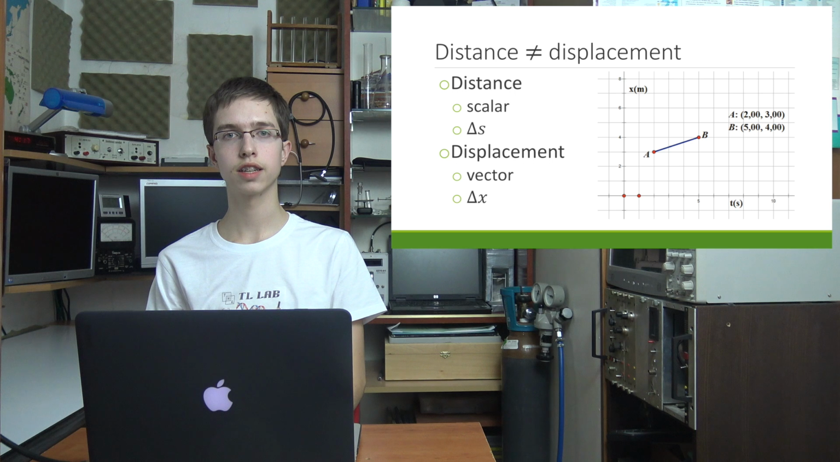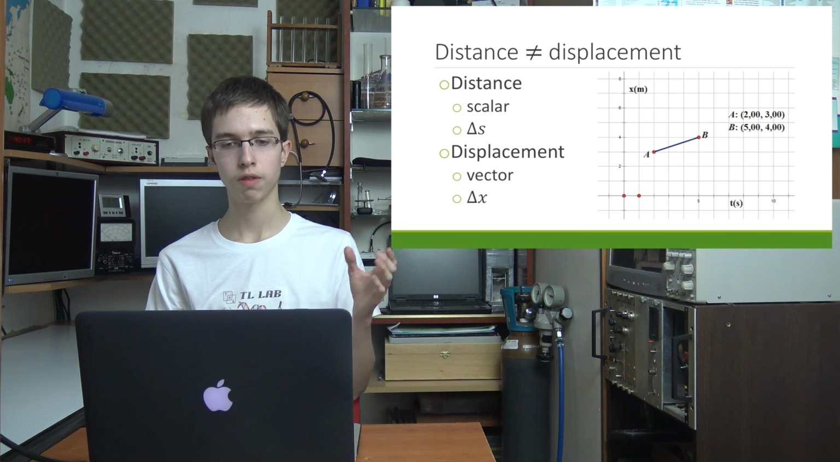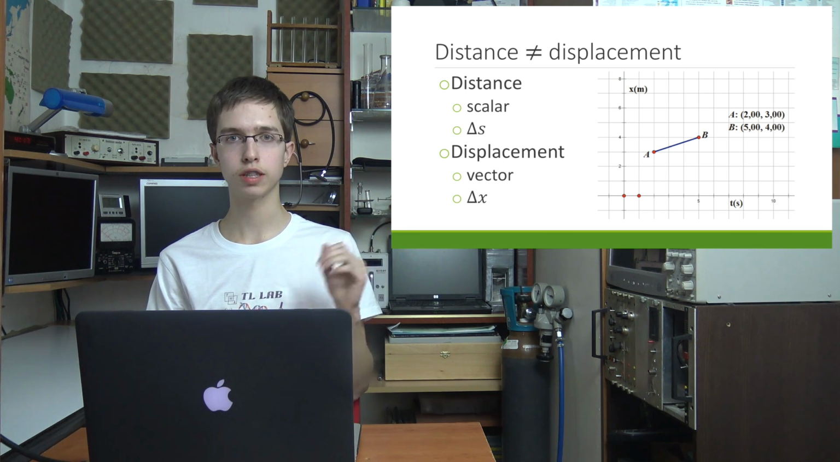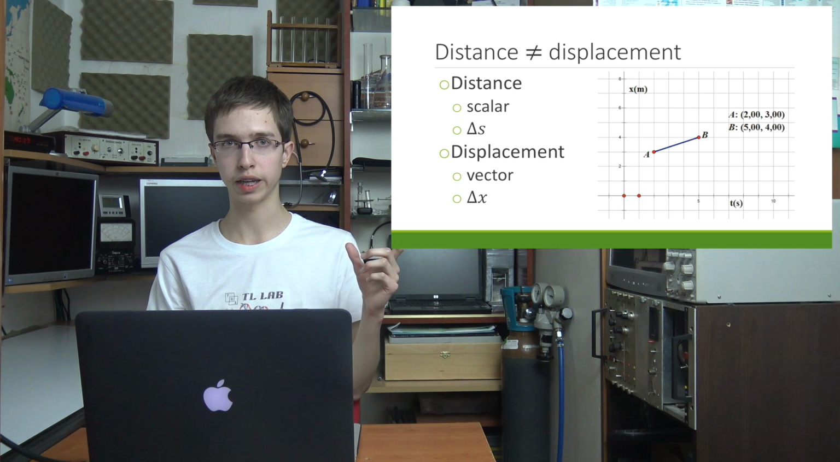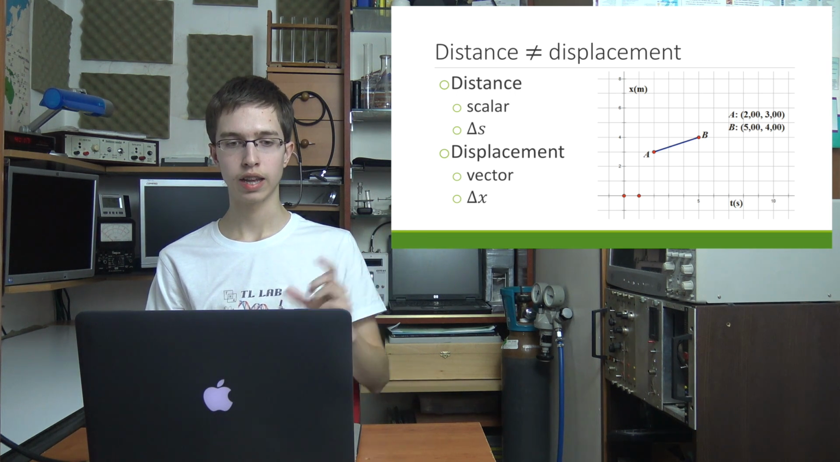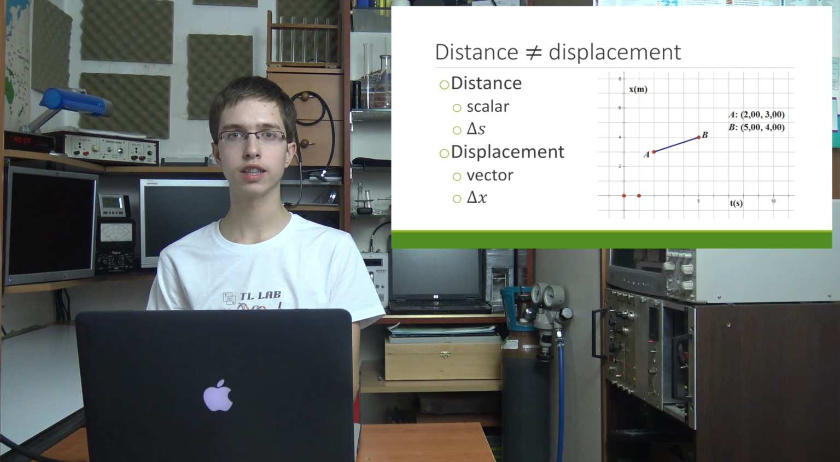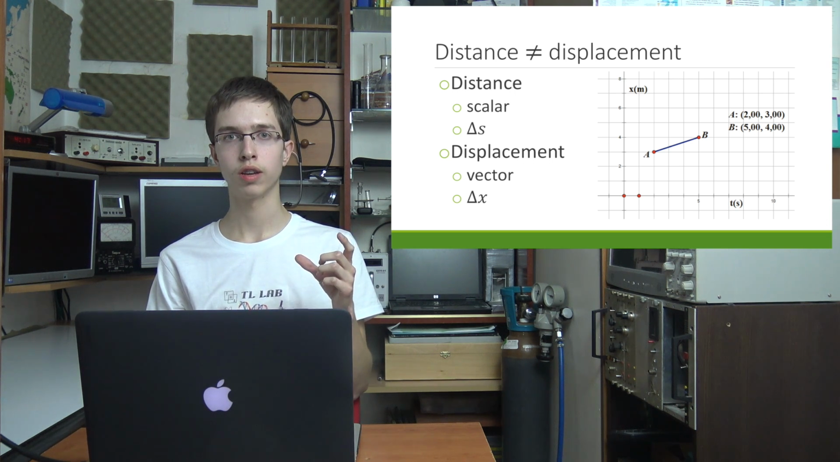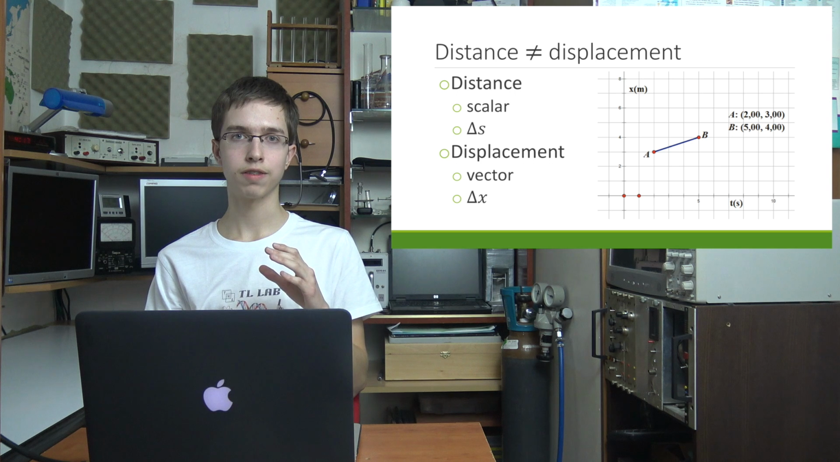Now, what is distance and what is displacement? Distance is a length between two points of the body's motion. For example, we have on this picture point A and point B, and distance is the length from A to B. Distance is a scalar, meaning that it only has magnitude, and it doesn't have direction.